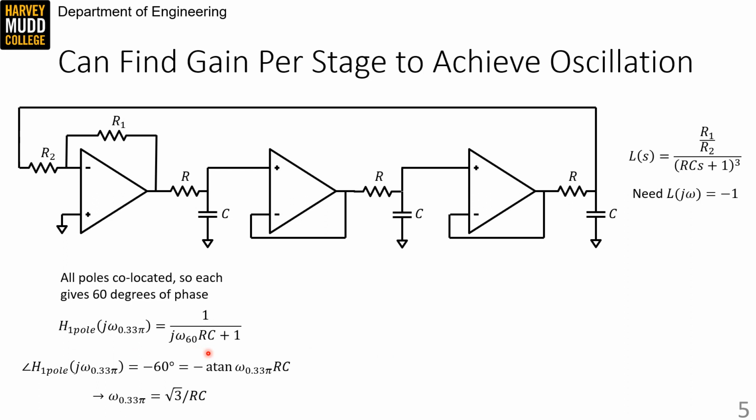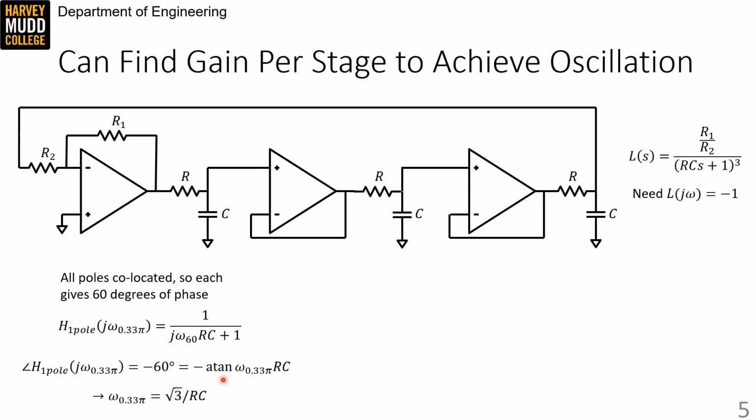I introduced the variable omega pi over 3, this 0.33 pi down here, which is the frequency at which the pole contributes minus pi over 3 radians of phase. By definition, we know the angle of each one pole at the pi over 3 frequency is minus 60 degrees, or minus pi over 3. But it also has to be equal to the inverse tangent of omega pi over 3 times RC, just by evaluating the angle of this expression.